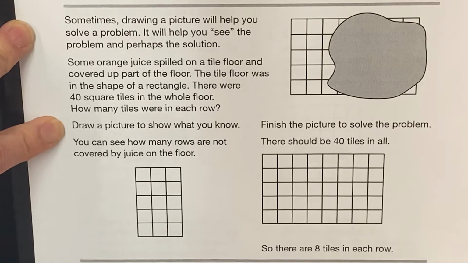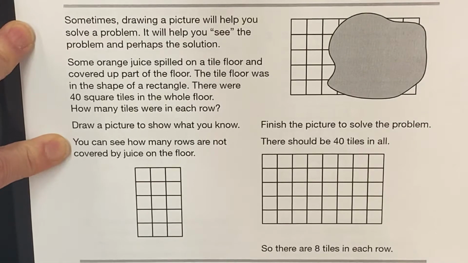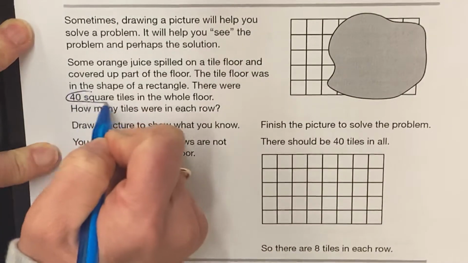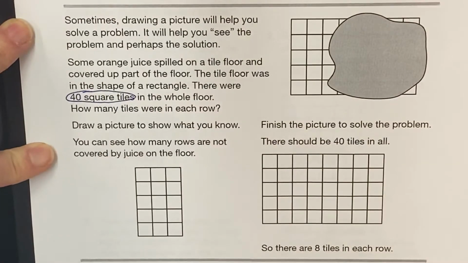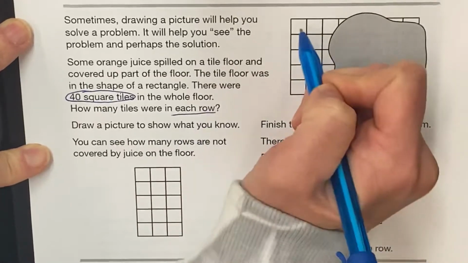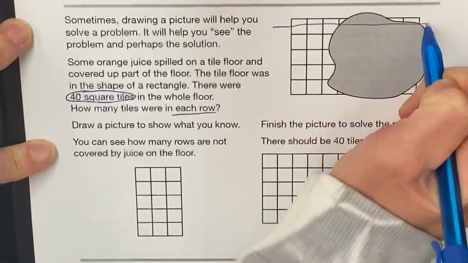Draw a picture to show what you know. You can see how many rows are not covered by juice on the floor. Finish the picture to solve the problem. There should be 40 tiles in all. Okay, so since they gave us this information, 40 square tiles in the whole floor, and they want to know how many are in each row, I know that rows go this way.